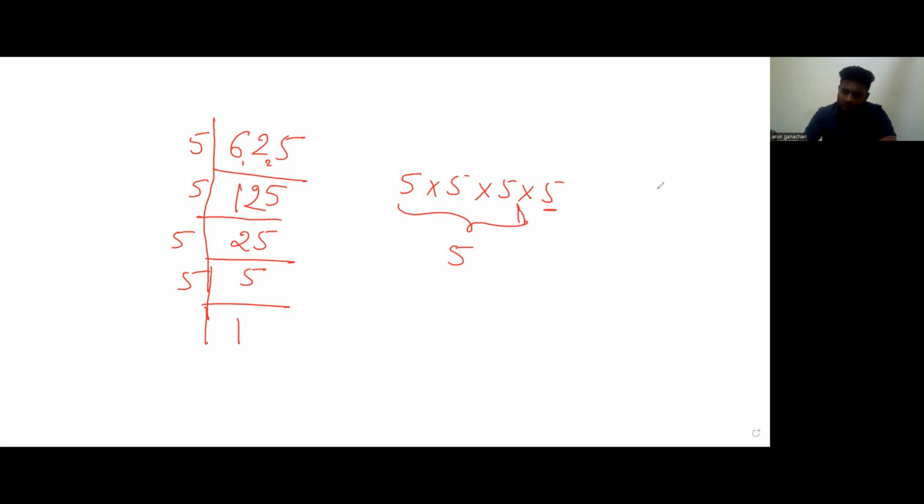If the question was divided, what should be taken out from here? We should take out 5 from here. Yes or no? Yes. So if the question was divided, we could have taken out 5.